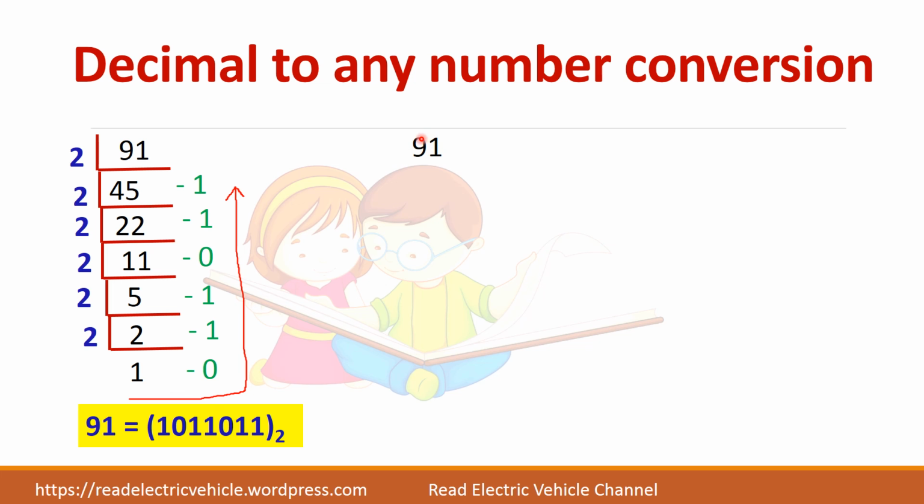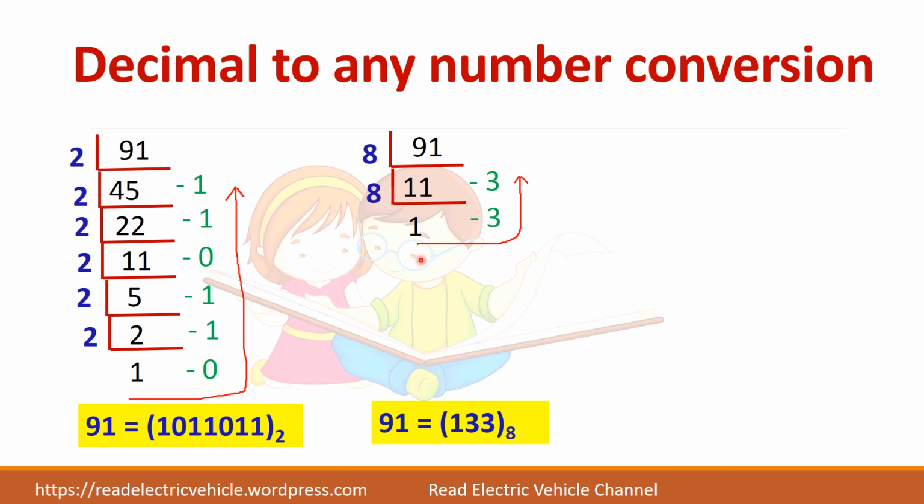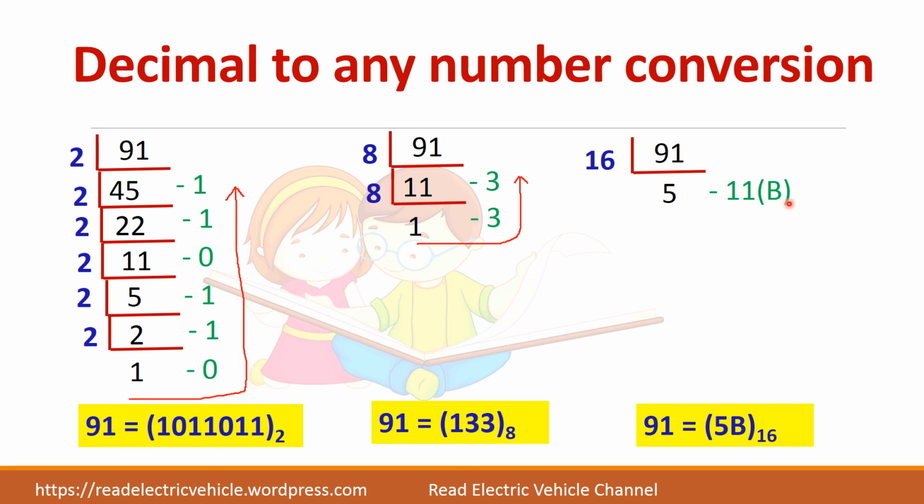Again, if you want to convert this same number into octal, divide by 8. So similarly, you mark the remainders here. Now the answer is 133 to the base 8. Same number, you divide by 16 for hexadecimal, you will get 5 and a remainder of 11. 11 means it is B in hexadecimal. So the given number is 5B.